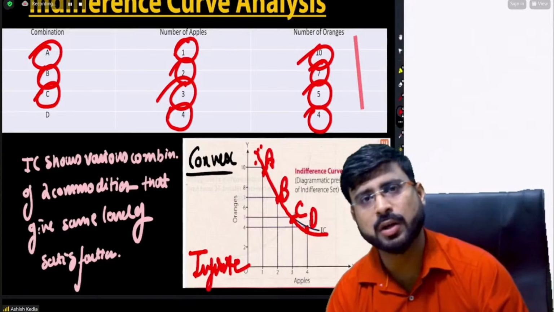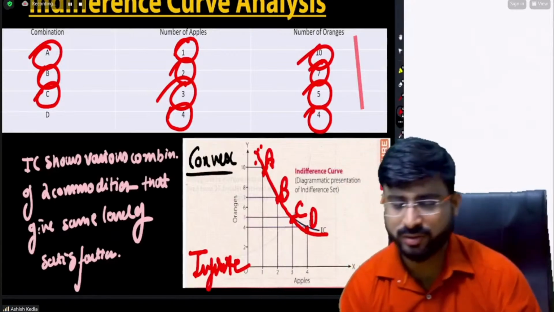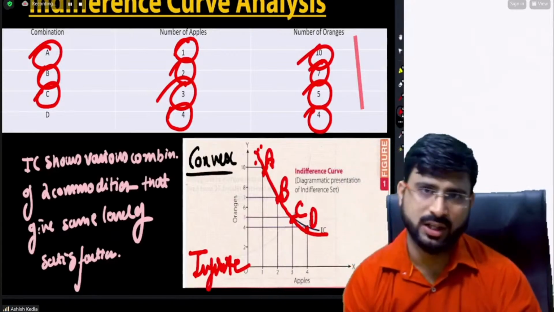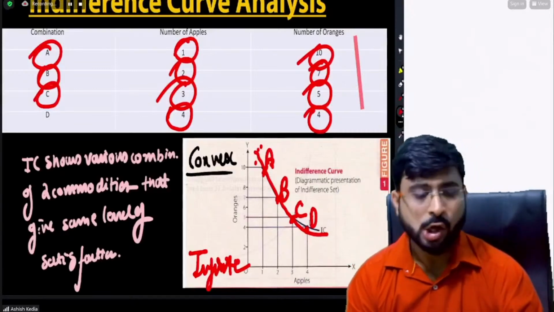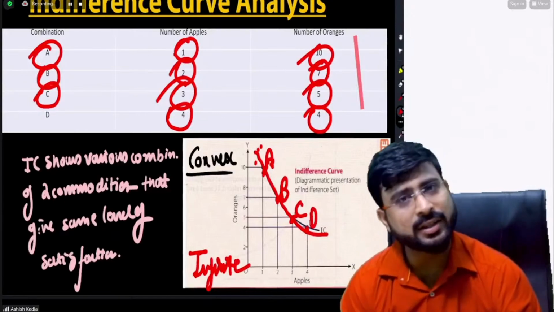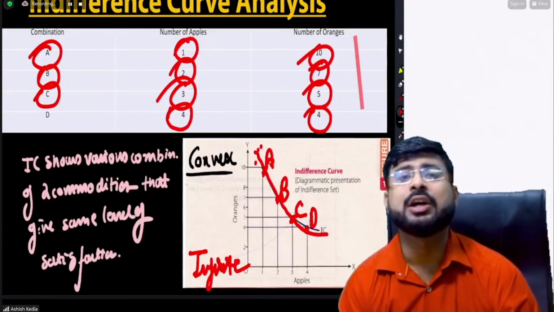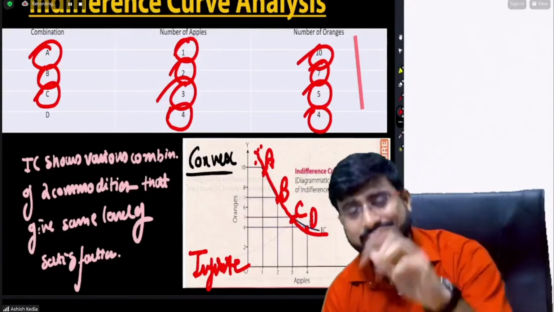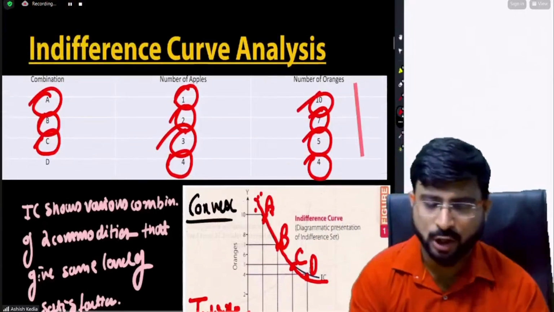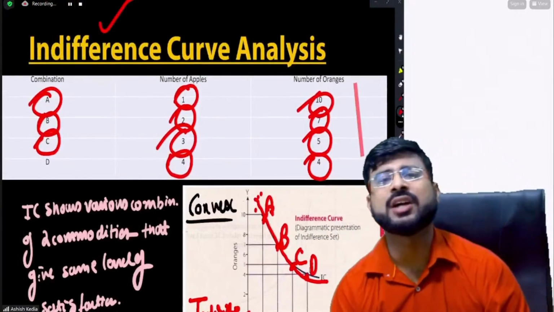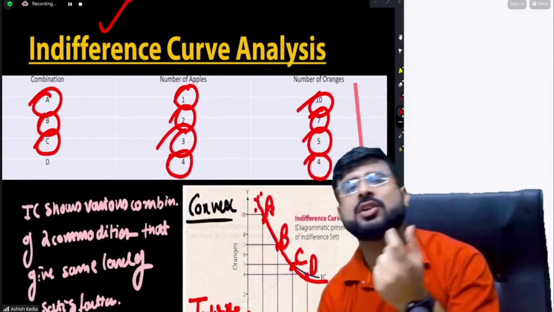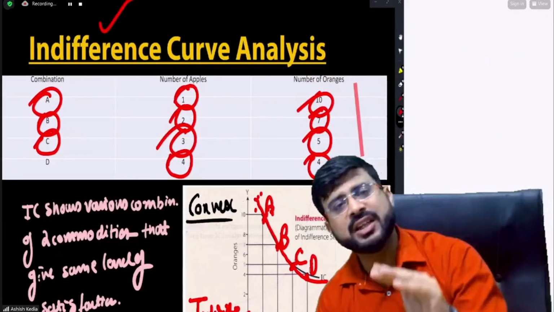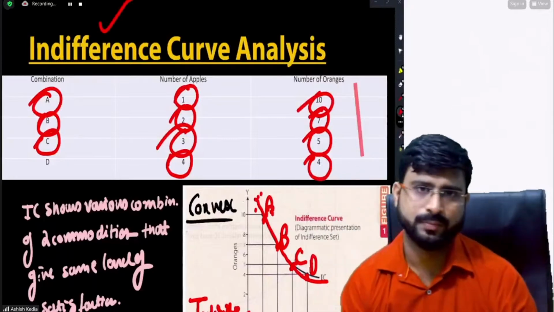This is the concept, everybody. This is the concept of indifference curve analysis. It connects the various points which represent combinations that give the same level of satisfaction. You know what is the meaning of indifference? Indifference means the consumer does not care whether they are having combination A or combination B, their satisfaction level is the same.